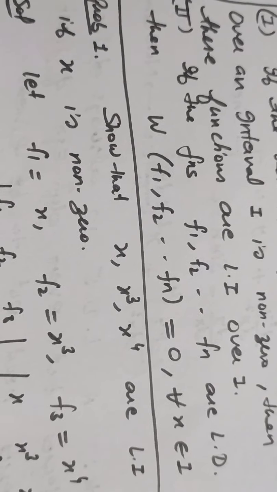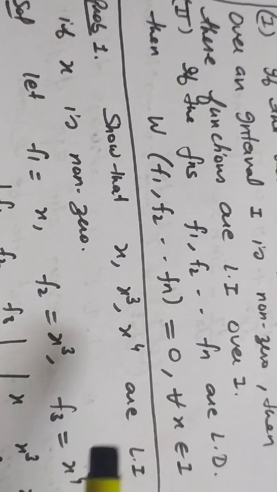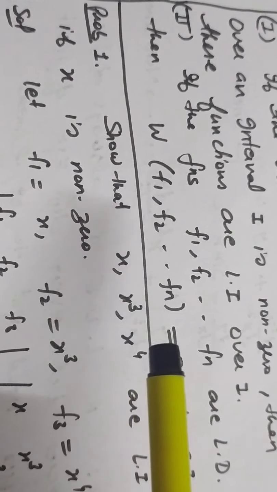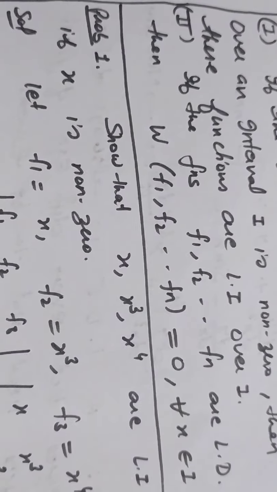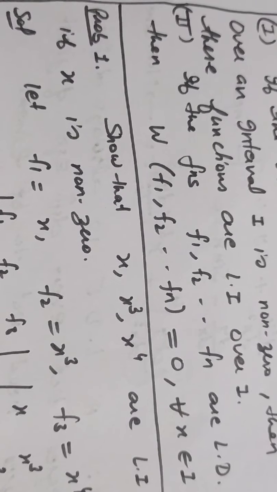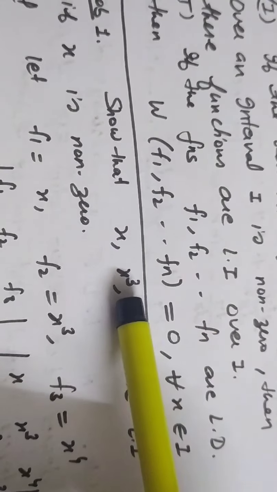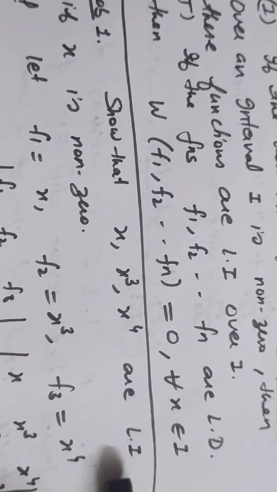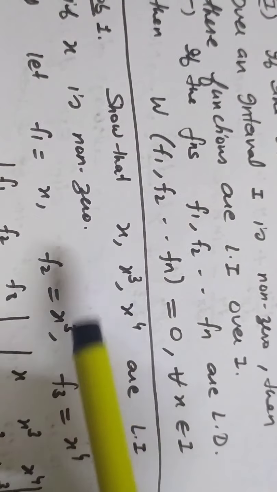For that I have taken one example. I have taken three functions. The first one is x, the second one is x cube, the third one is x raised to 4. These are continuous functions over reals, and I will show that these three functions are linearly independent if x is non-zero. In the earlier discussion, I showed that the given functions are linearly independent if their Wronskian is non-zero. So I will find the Wronskian of these three functions.